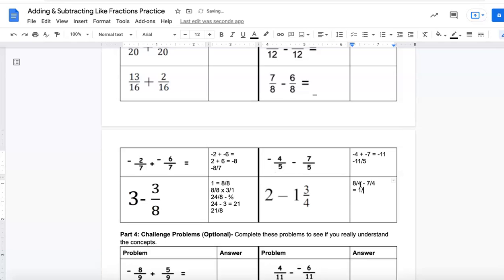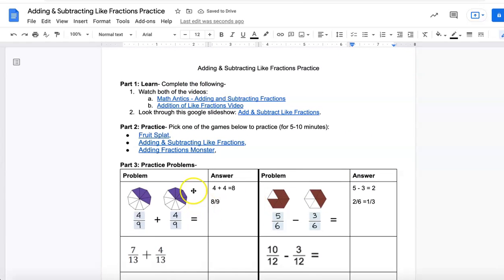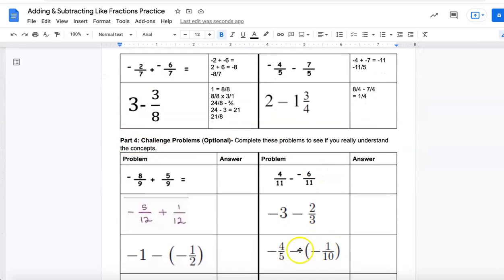Which would be 1/4. So that is how you solve all of part 3 practice problems. I will be doing another video where I explain the challenge problems.